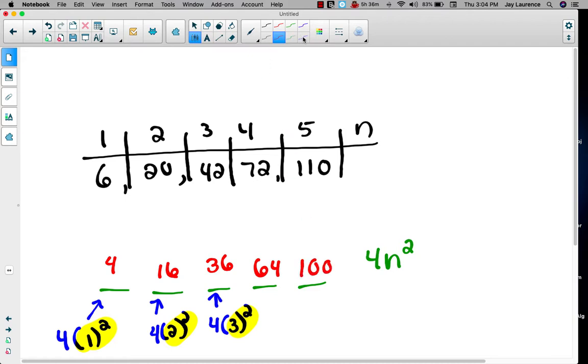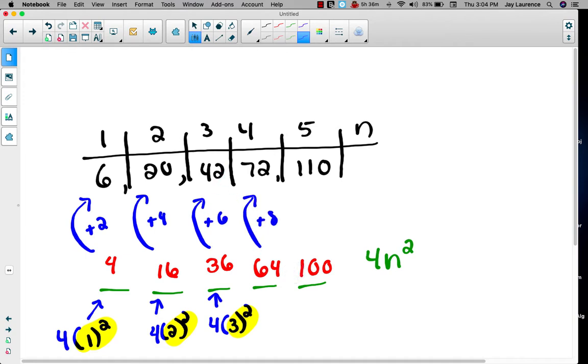Okay, now, as I compare, I have to add 2 to turn 4 into 6. I have to add 4 to turn 16 into 20. I have to add 6 to turn 36 into 42. I have to add 8. And for the last one, I have to add 10. Hey, look at this. It's skip counting by 2. 2, 4, 6, 8, 10. That's really multiplication by 2, isn't it?